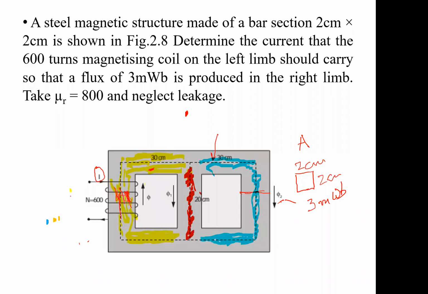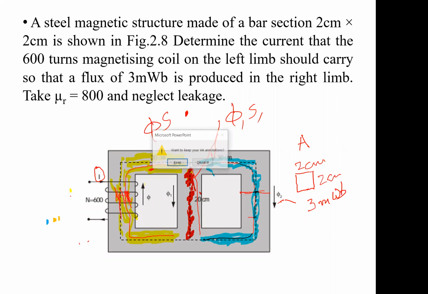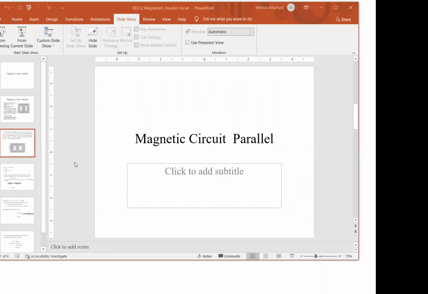What you should understand here is that I will tell you the summary. The flux here is given as 3 milliweber, and we know that phi1 S1 is equal to phi2 S2. And from this we got phi1. And once I got phi1, what is the MMF required? MMF required is the MMF for this part plus MMF required for the middle part. So let me ask Aishwarya to explain this problem. Aishwarya, over to you.